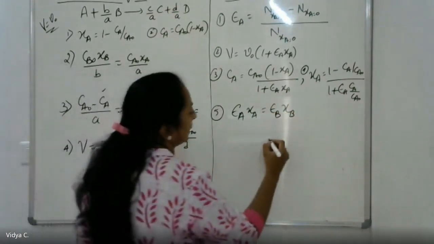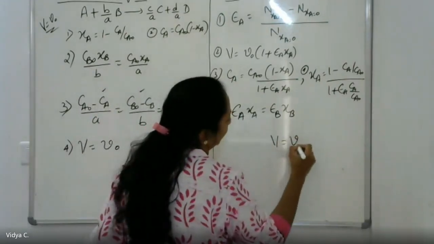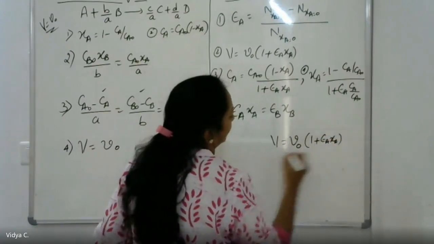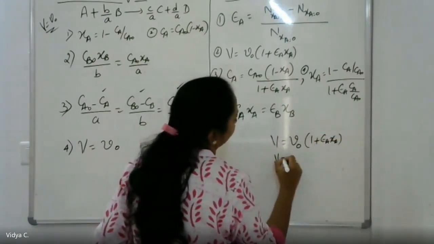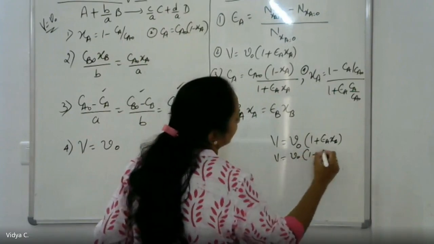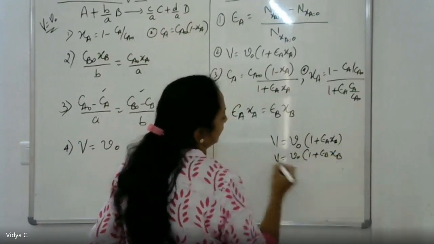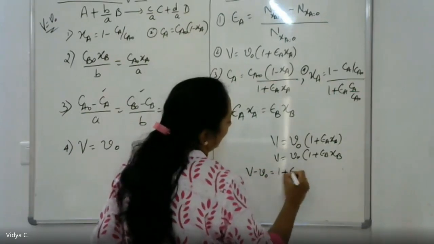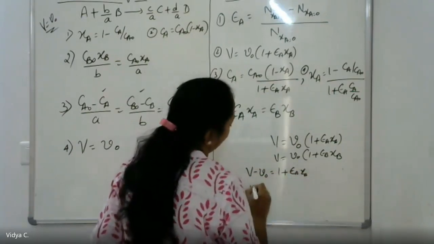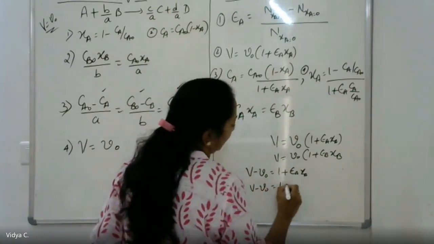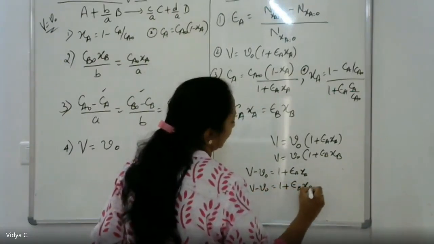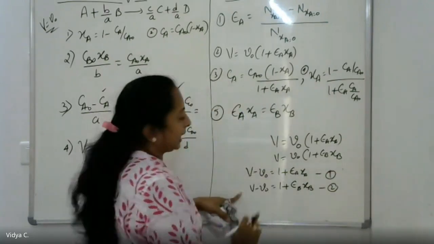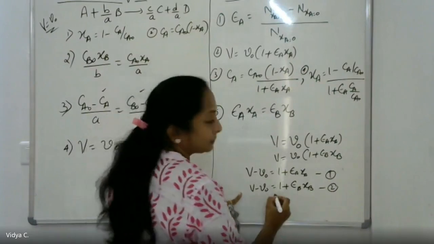I can write for A, first, A is equal to V naught into 1 plus epsilon A XA. And for B, if I write, B is equal to V naught into 1 plus epsilon B XB. What I'll now do, V minus V naught will be equal to what? 1 plus epsilon A XA. Here also V minus V naught is equal to what? 1 plus epsilon B XB. Okay. So LHS is same. Equate the RHS. If you equate the RHS, what do you get?